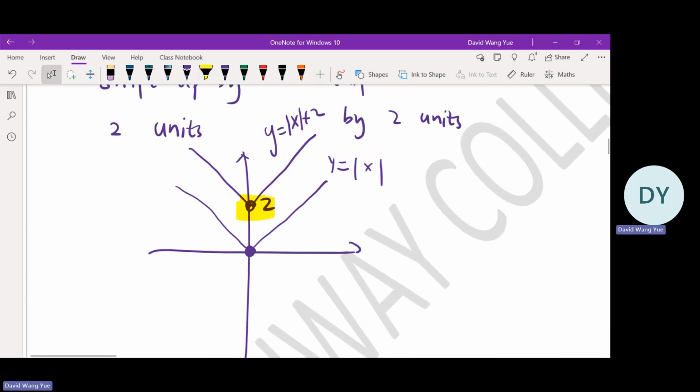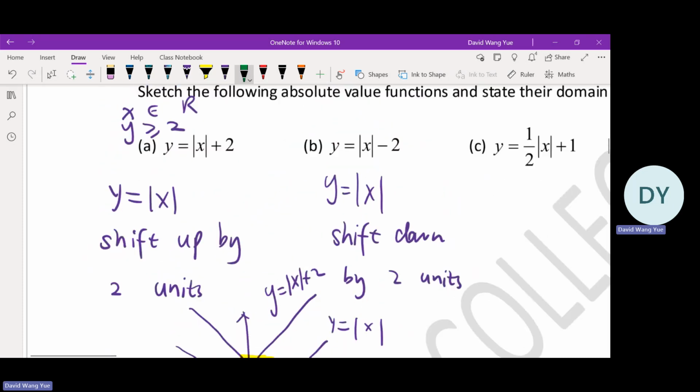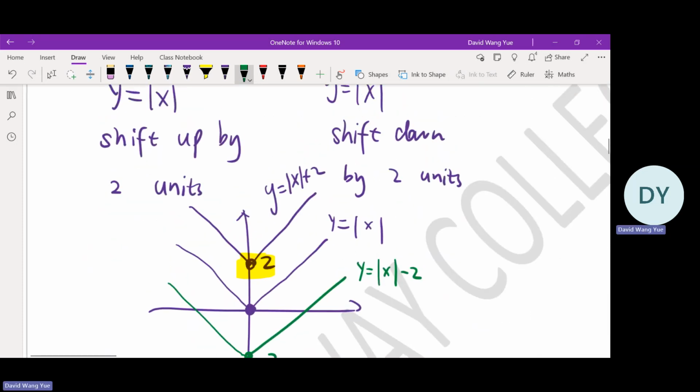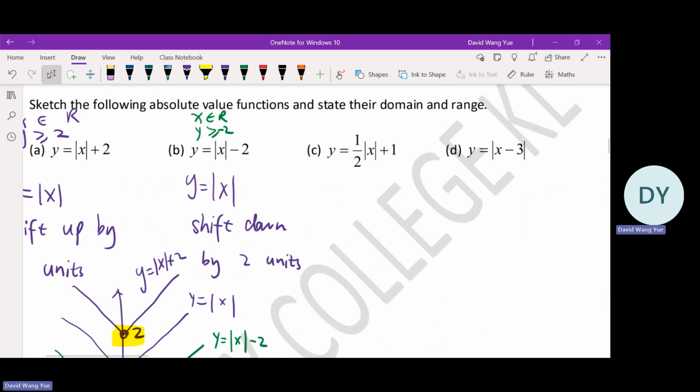The other one is y equals modulus of x minus 2. That means y equals modulus of x shifted down by 2 units. The y-intercept hence becomes minus 2. Okay, so this is the graph of modulus of x minus 2. In this case, x is still any real number, but y is at least minus 2 this time. So we can know the range, which is the y value, from the graph.